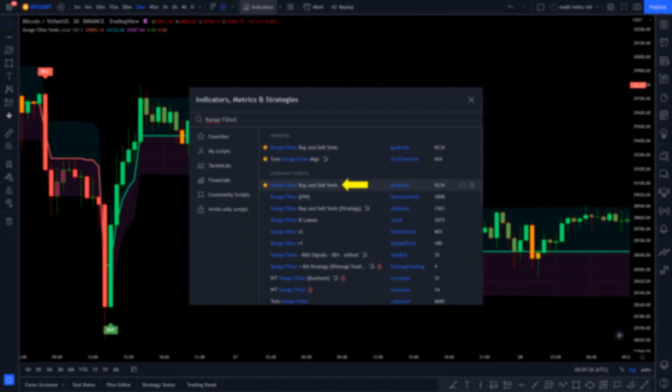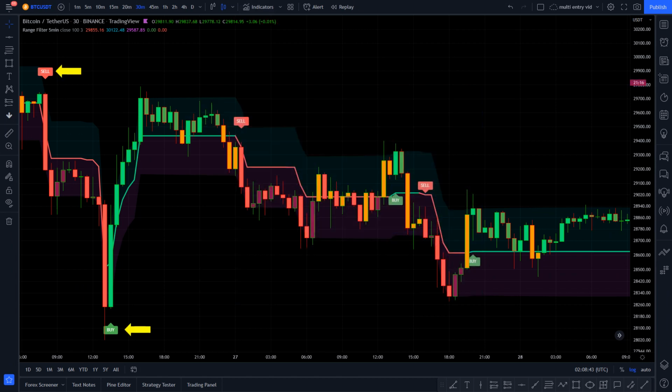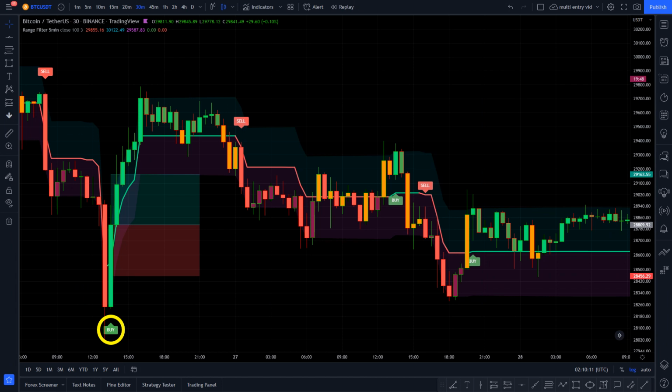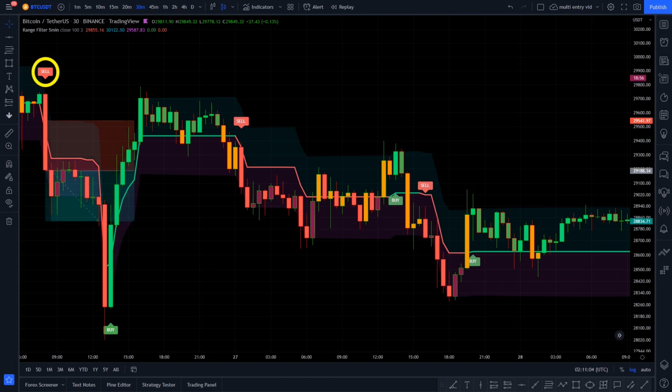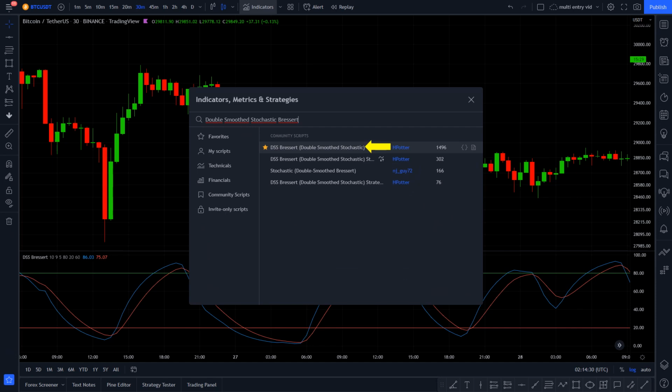Moving on, we have the Range Filter. To get this indicator on your chart, just type in range filter and click on Range Filter Buy and Sell 5 minutes. As you can see, this indicator prints buy and sell signals, so it doesn't need much explanation. When the buy signal prints, it's a signal to go long, and when the sell signal prints, it's time to go short.